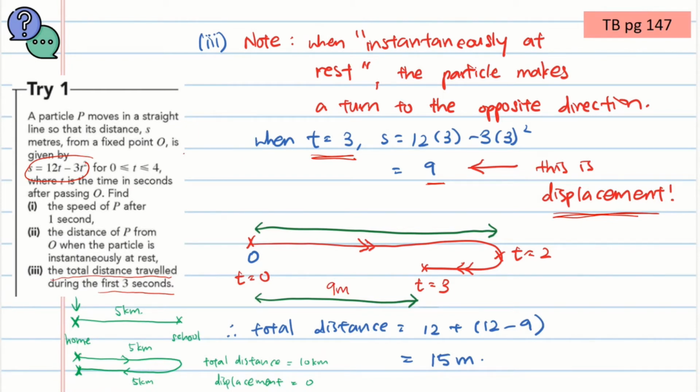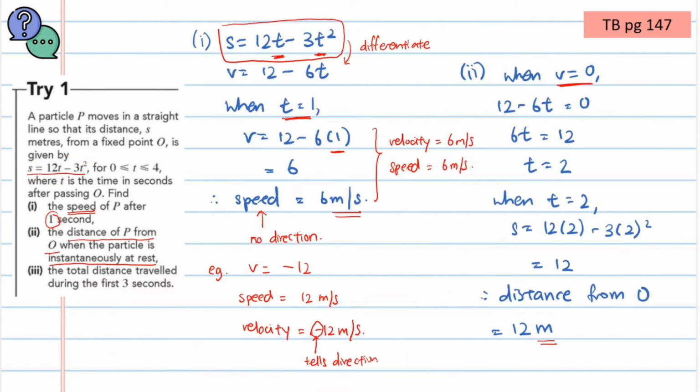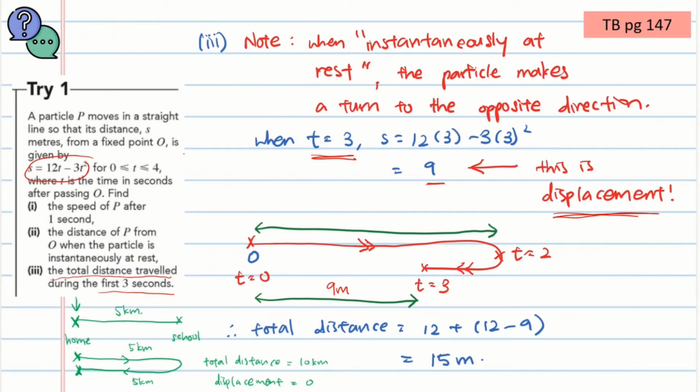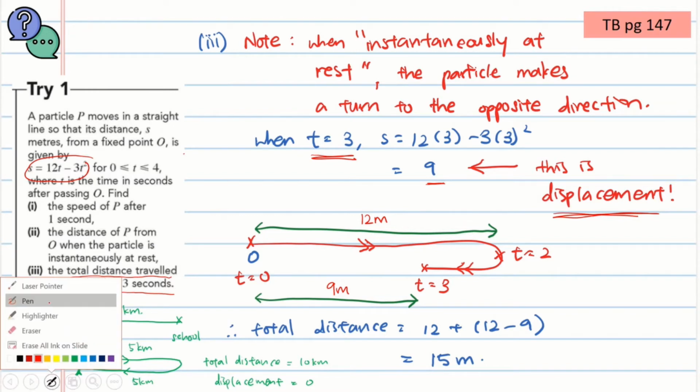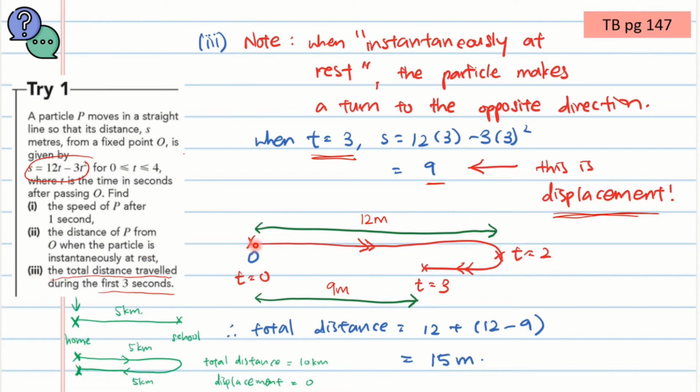And earlier on in part 2, we found that when t equals 2, our displacement is 12. So what this means is that when we put it into the diagram, from the starting point O to time equals 2, this green line arrow distance that I've marked out is 12 meters. But my total distance is not simply 12 plus 9, because we understood earlier that the distance we want is this red line that I have drawn.